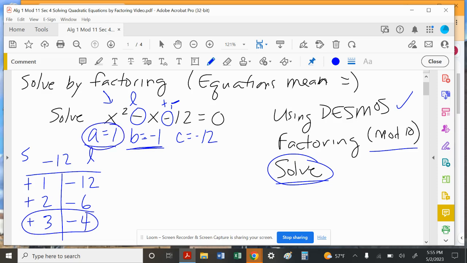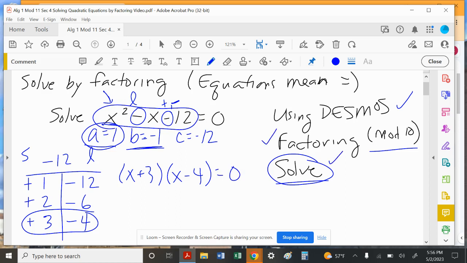Because a is equal to 1, I can immediately write this out in an equation. So I have x plus 3 times x minus 4, which replaces this part right here, equals 0. Now, we've done the factoring already. Now our next step is to solve it. This is a little bit different. When we have these multiplication types of problems, x plus 3 times x minus 4 equals 0, as long as the equation equals 0, we can assign each individual piece equal to 0. So we can say x plus 3 equals 0, and x minus 4 equals 0.